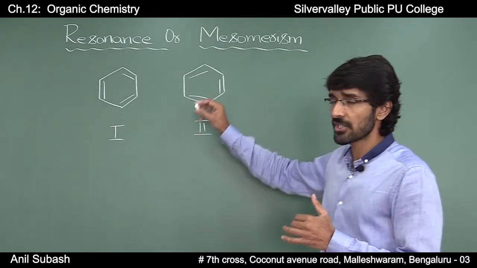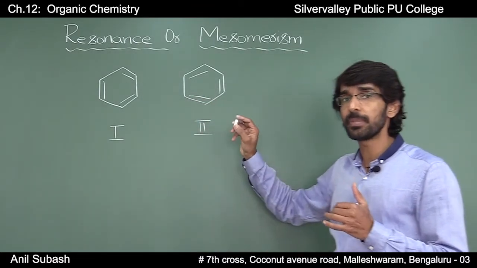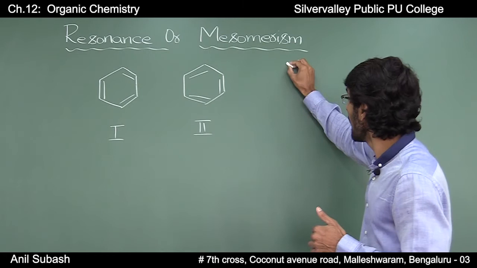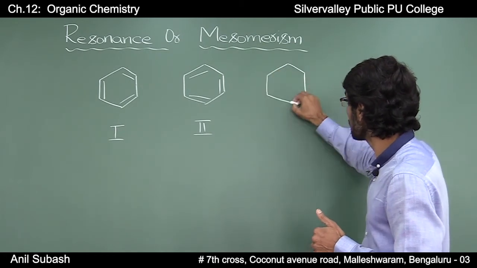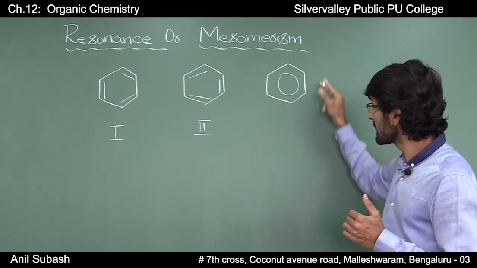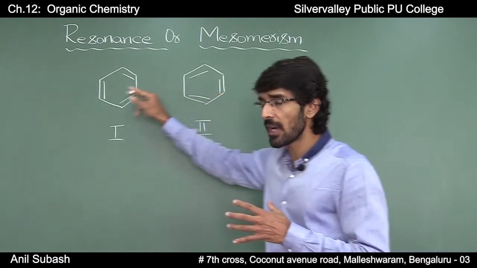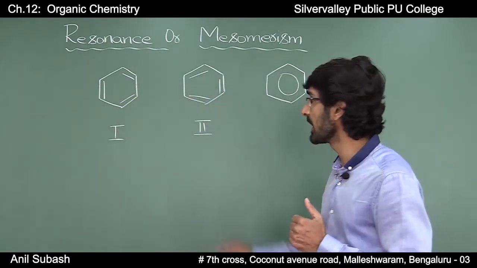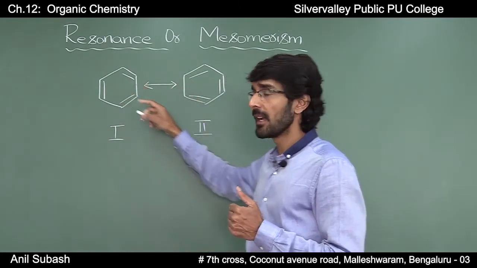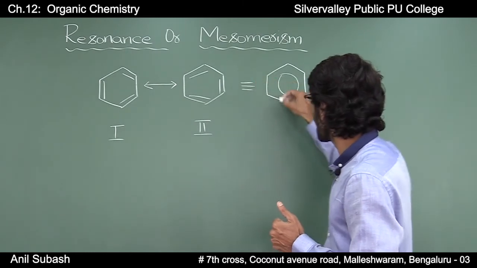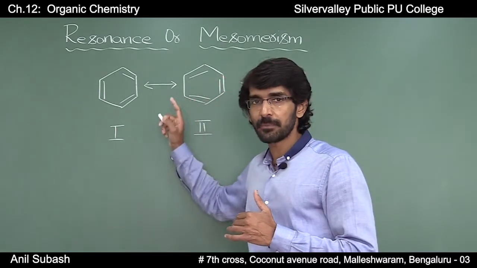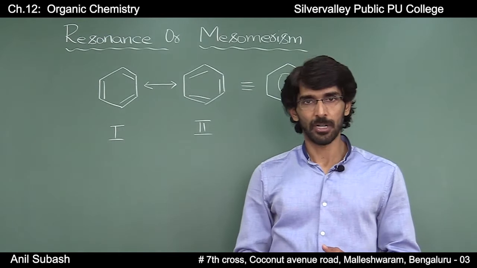And the actual structure of benzene is considered to be the resonance hybrid of these two canonical forms, and it can be represented in this way. So the actual structure of benzene is represented in this way, and these two are known as the canonical forms. Resonance hybrid is represented in this fashion, and the actual structure of benzene is considered to be the resonance hybrid of these two canonical forms.